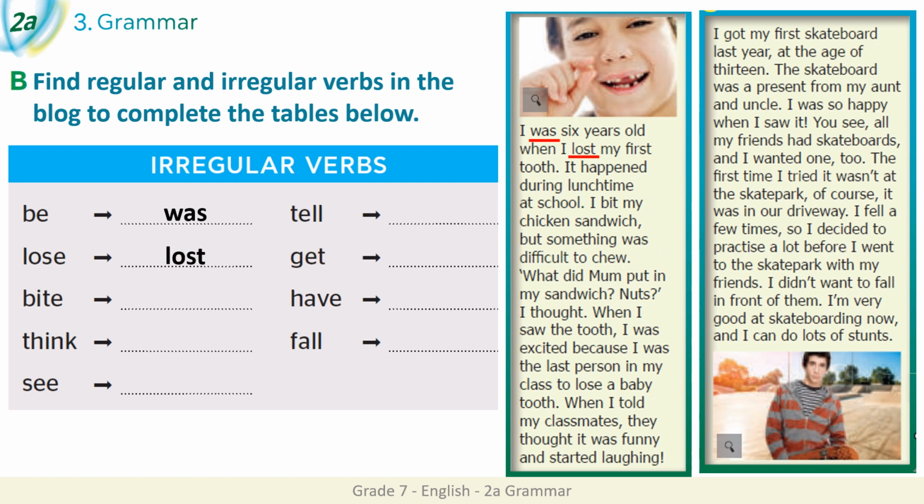How about bite? That's correct. I bit my chicken sandwich. So the past simple form is bit. How about the verb think? That's correct. I thought. So the past simple form is thought.